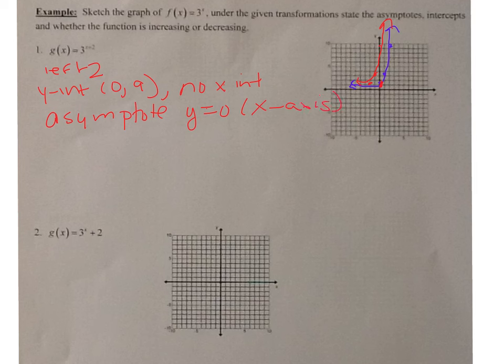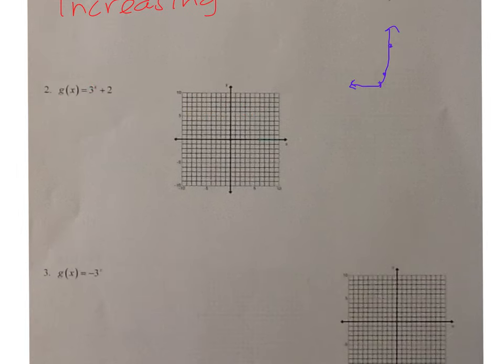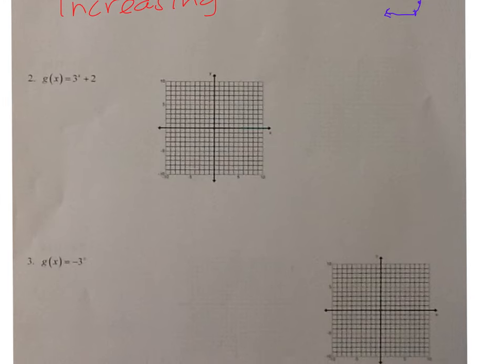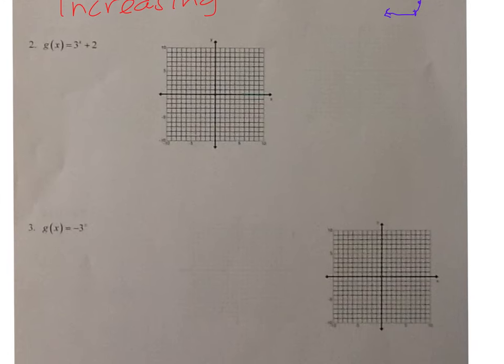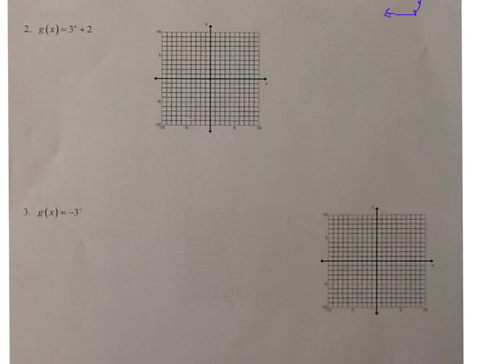And this is an increasing function. Okay, so let's take a look at number 2. First, graph f of x, which is 3 to the x power. So let's regraph that. So that's (0, 1), (1, 3), (2, 9).